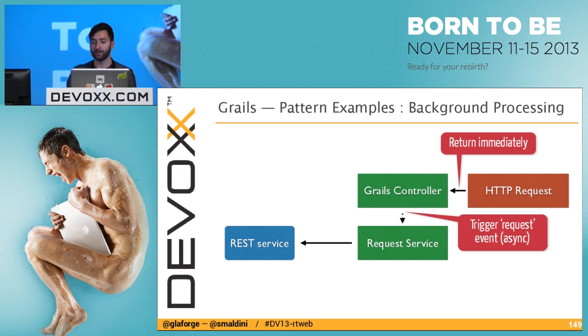Well, in the case of background processing, the only thing the Grails controller is going to do is just call a request event using an asynchronous dispatcher, a ring buffer, for instance. And, well, let's say the request service does a long call to an external REST service, and that's the reason why you want it to be in a separate thread.